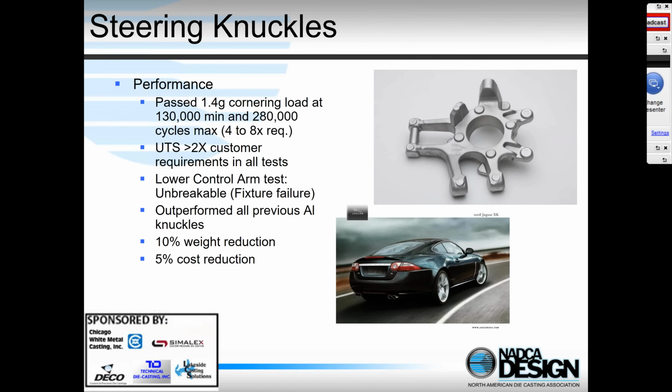Here's a steering knuckle. This is a part produced by one of the high integrity processes. This was squeeze cast for the Jaguar XK, and they did a lot of testing before they went to squeeze casting. They converted it from a forged and a sandcast part, and it was so strong they actually broke the test fixture when they were testing it. So again, moderate weight savings and cost savings.